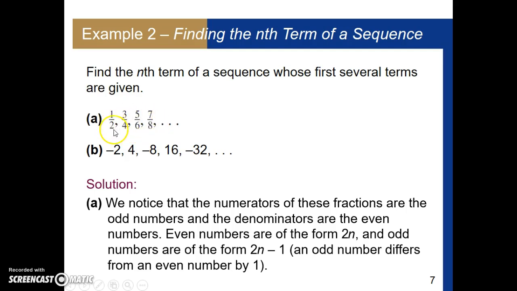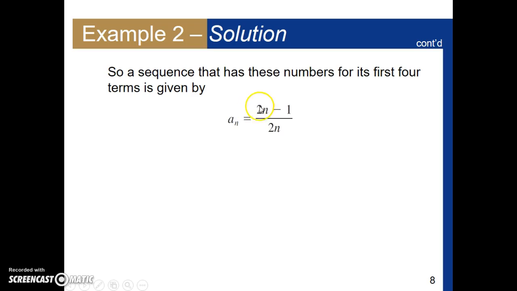When n is 1, I want 2. When n is 2, I want 4. When n is 3, I want 6. So that's just going to be 2n. So we're going to have the ratio of 2n minus 1 over 2n, and that's going to be our nth term for that sequence that's in part A.